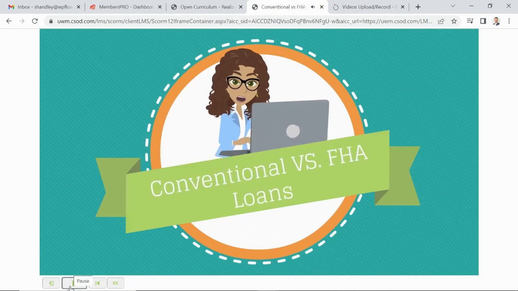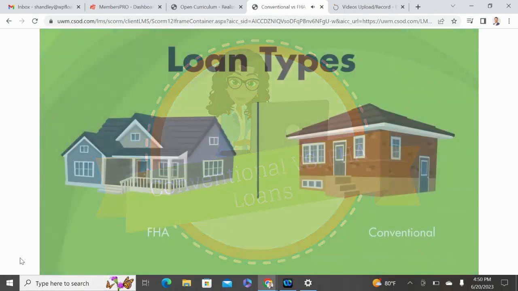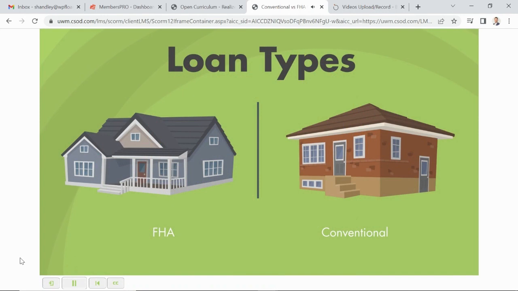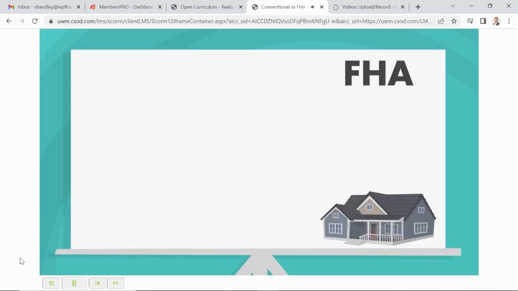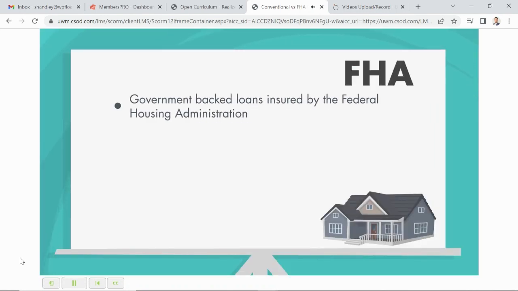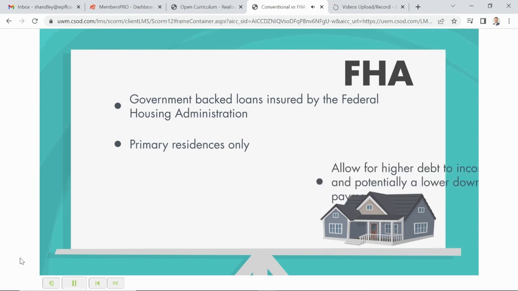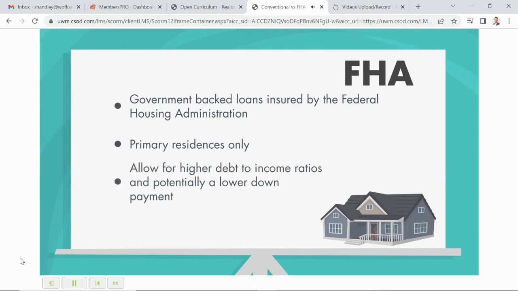So, this video will walk you through the primary differences between conventional and FHA loans and the benefits with each product. FHA loans are government-backed home loans insured by the Federal Housing Administration, or FHA. These loans are designed to assist borrowers when purchasing primary residences. FHA loans are for primary residence transactions only. They allow for higher debt-to-income ratios and potentially a lower down payment.